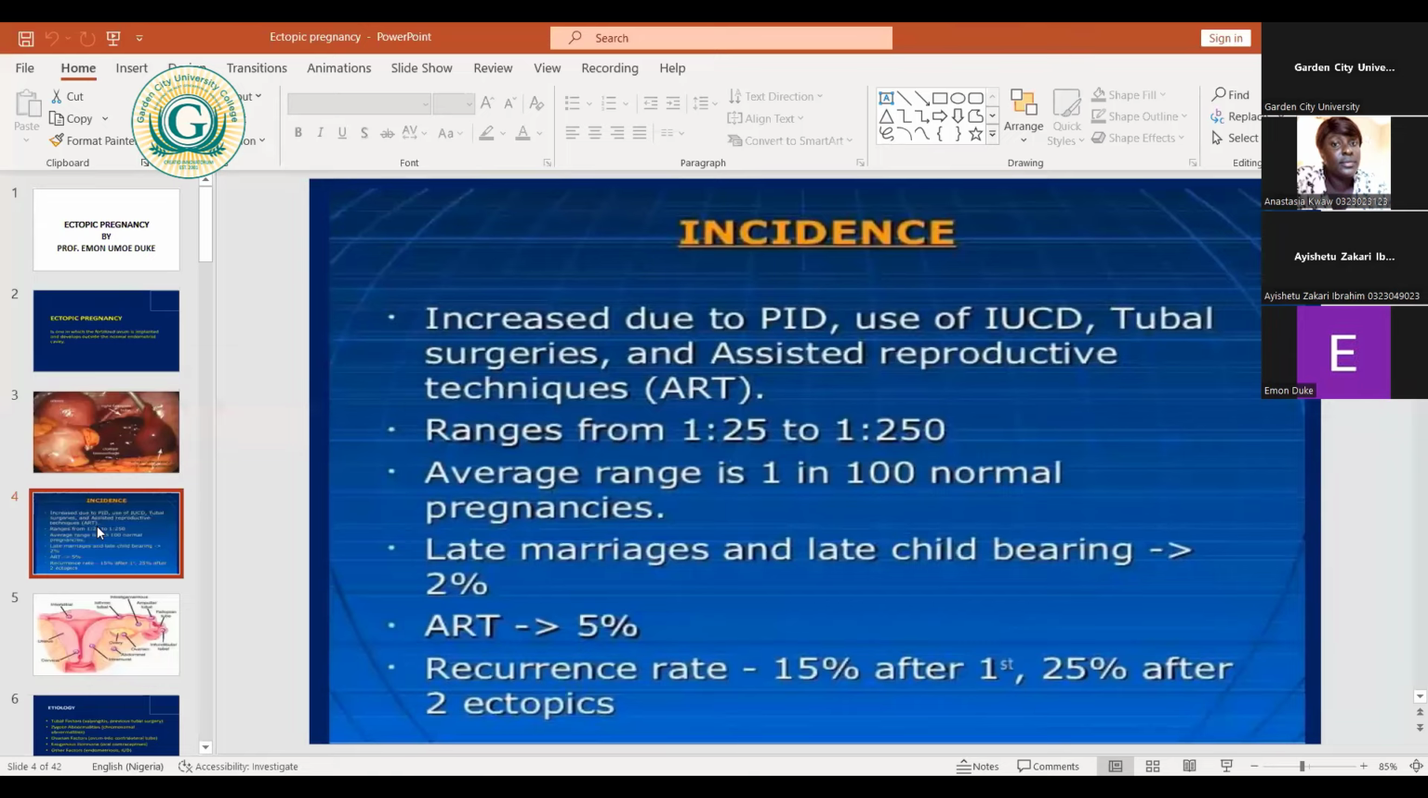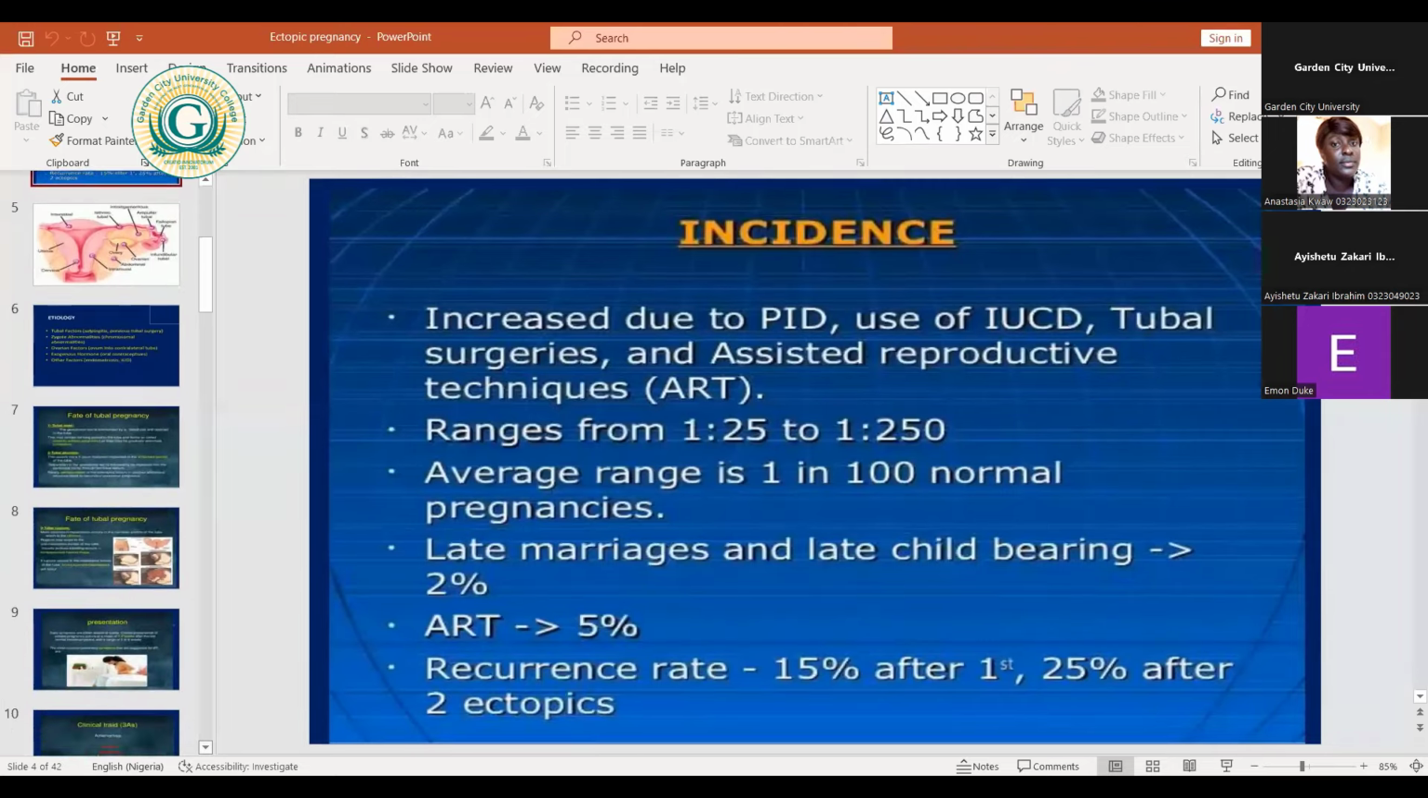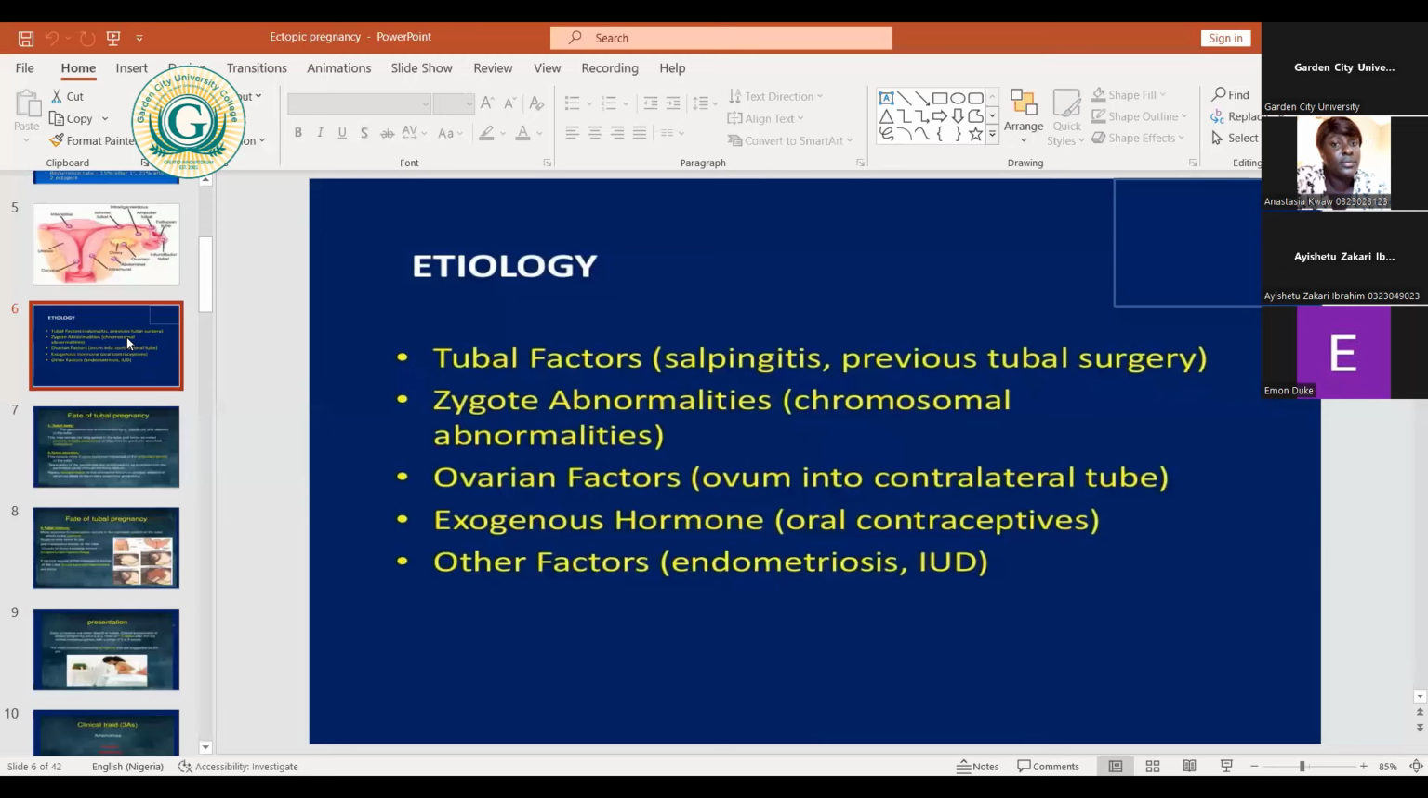And then it also happens during late marriages, when somebody marries late, when somebody tries to have children late, when you do the assisted reproductive technique, you have 5%. And another shocking thing that we must know is that when somebody has had an ectopic pregnancy, it can recur. It can come again. The recurrence rate is 15% after the first ectopic, and then 25% after two ectopic pregnancies. So you just pray that the ectopic pregnancy does not come at all.